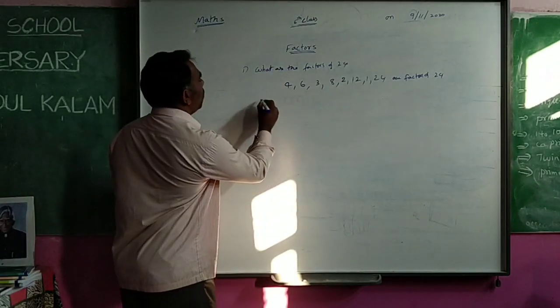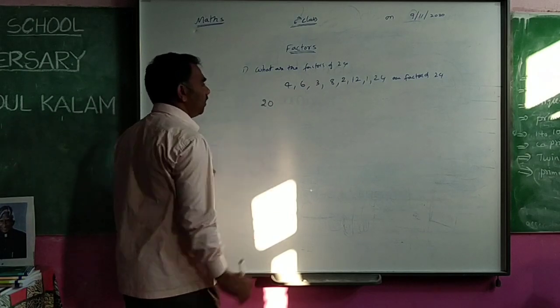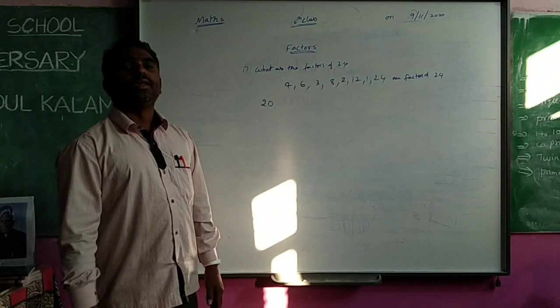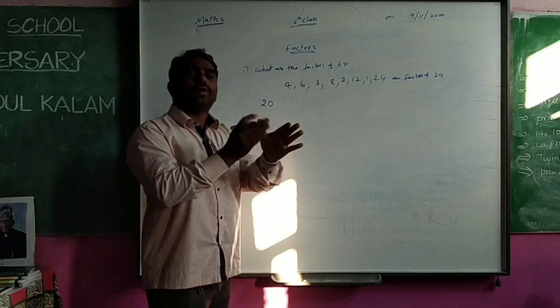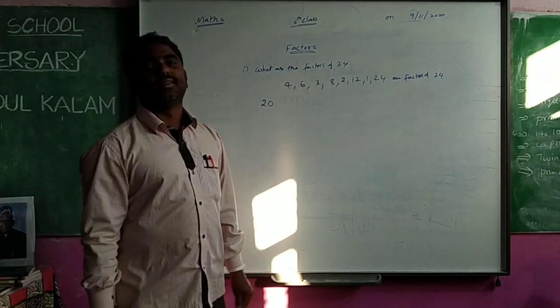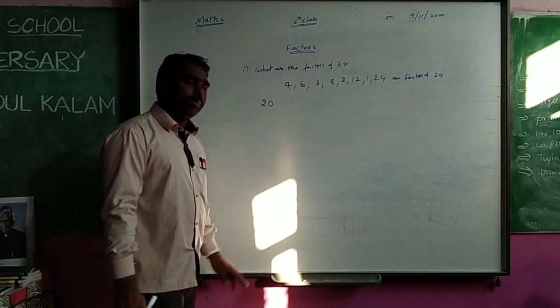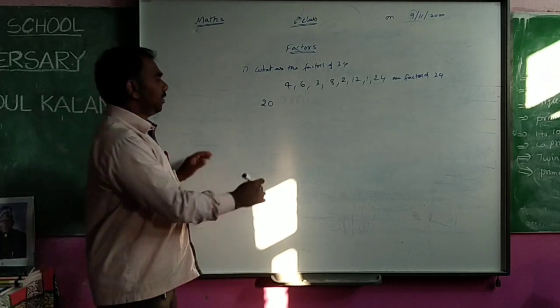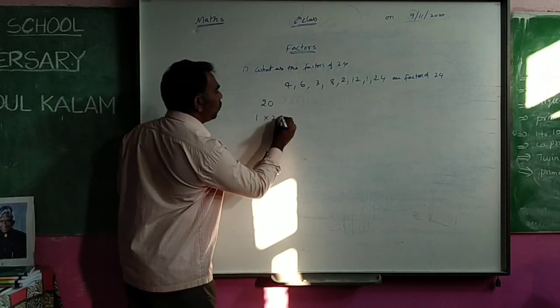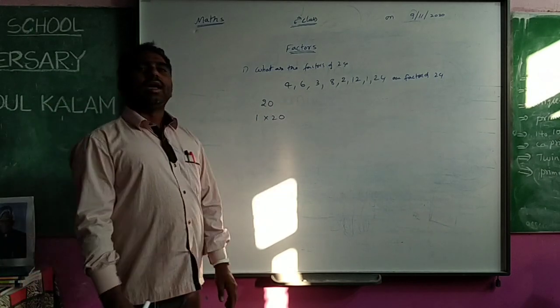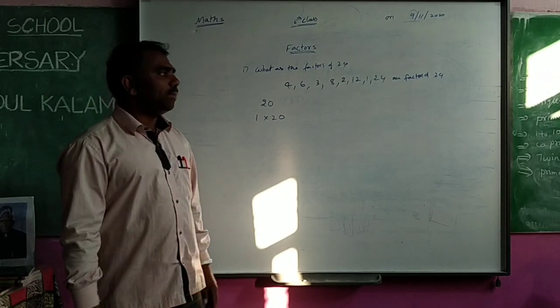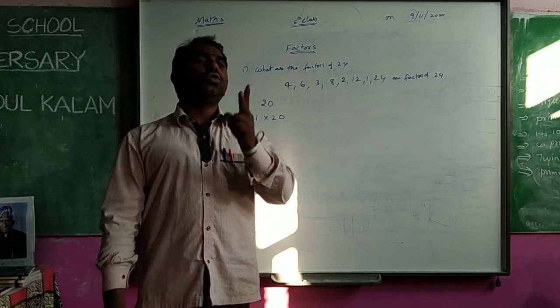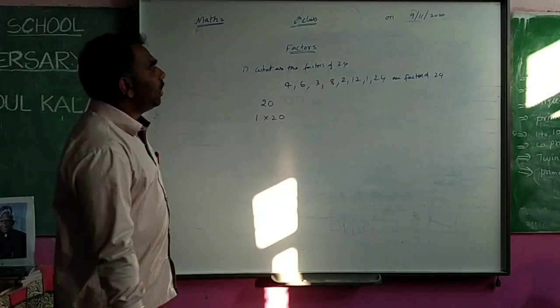Now I am going to write the factors of 20. Don't guess like that. You go from the first table onwards. Will it come in the first table? Yes. How does it come? 1 20s are 20. After one table, go for another table. What is the next table? Yes, very good, 2 table.